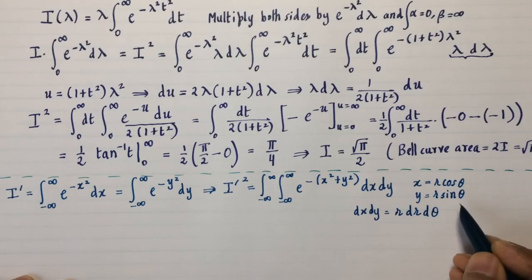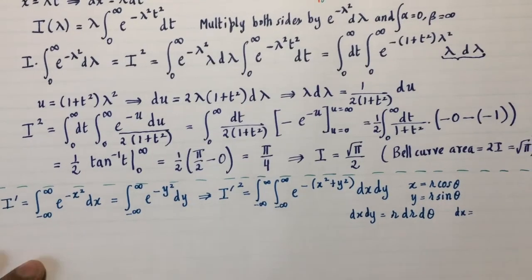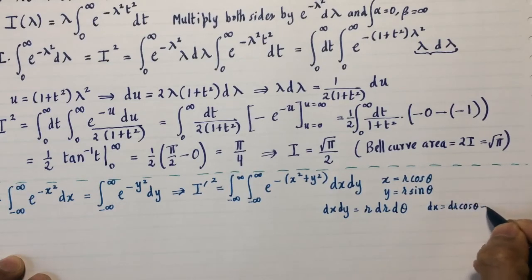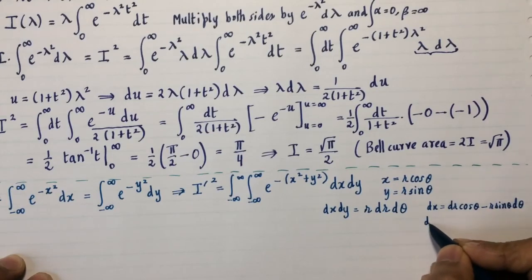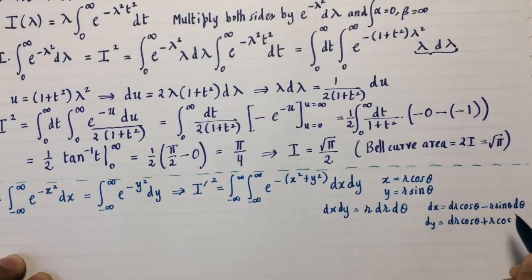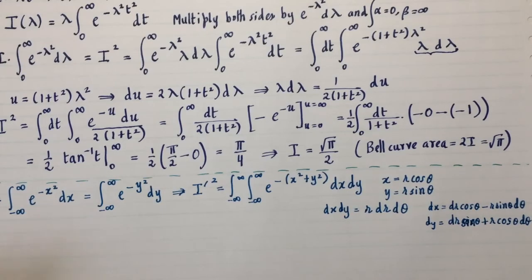Now, for those who are interested in showing this, all you have to do is take the differentials. I'll just indicate a little bit of what you need to do. dx is going to be dr cosine theta minus r sine theta d theta, and dy is going to be dr sine theta plus r cosine theta d theta, and then you just multiply the two of them, and the cross terms will cancel out, and you'll get this. Okay, just try it, you will get it.